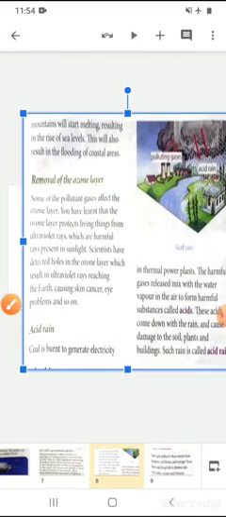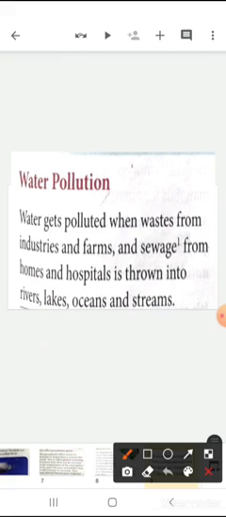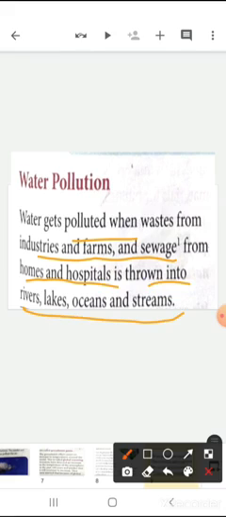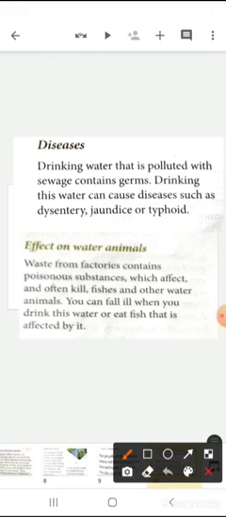I hope air pollution and related substances are clear. Now next is water pollution. What is water pollution? Water gets polluted when waste from factories, farms and sewage from homes and hospitals is thrown into the water bodies like rivers, lakes, ocean and streams. This is water pollution. Now, what are the diseases caused by water pollution? Drinking water that is polluted with sewage contains germs. Drinking this water causes several diseases like diarrhea, jaundice, and typhoid, and some other diseases also.